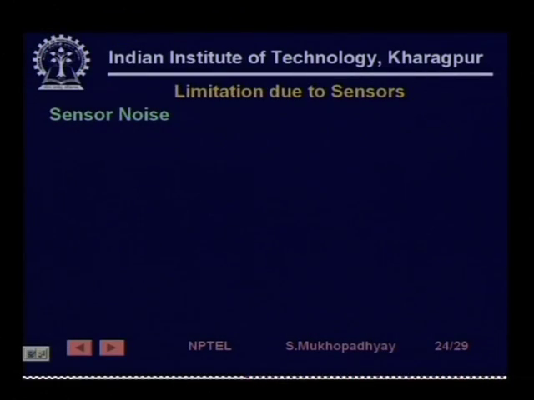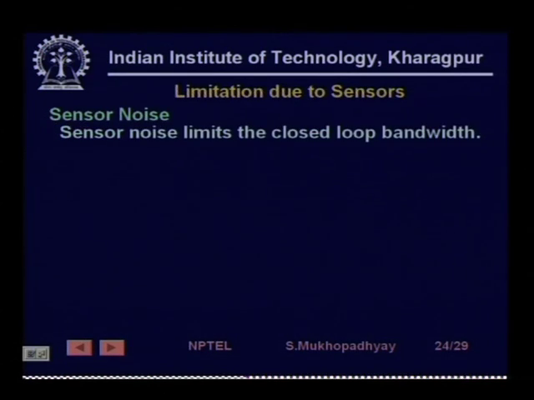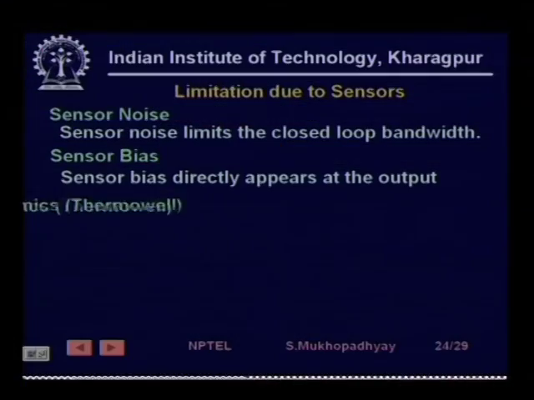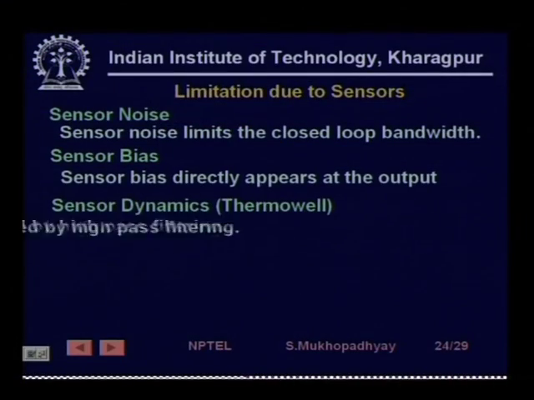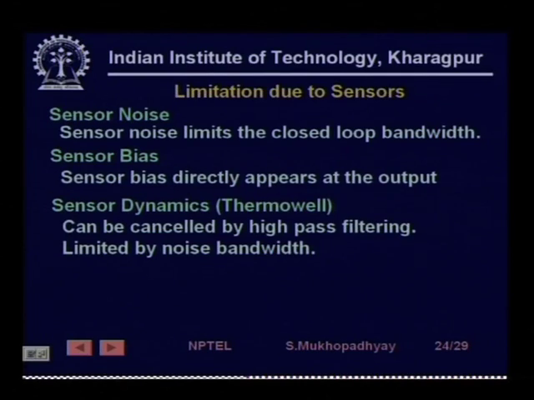Performance in a control loop can be limited by sensor noise. Sensor noise limits the closed loop bandwidth. If you increase the closed loop bandwidth, the noise will go to the output. If you have sensor bias, which we have discussed, exactly the same bias, especially in unity feedback control, will appear at the output. Then there are sensor dynamics. Some sensors, for example thermocouples, are not directly put into the process, they are put through a well. For the heat to flow through the well, it takes time constants, and such time constants can cause stability problems.